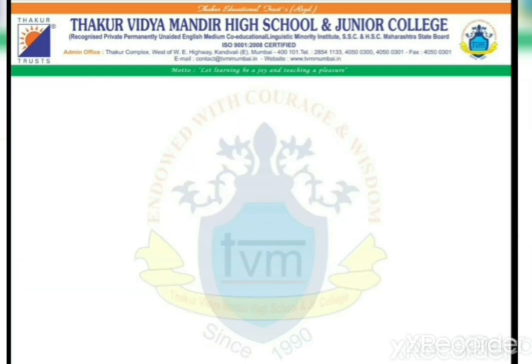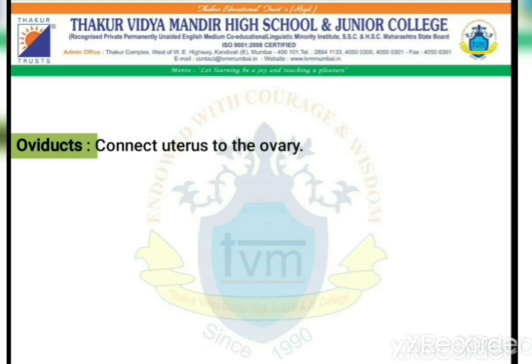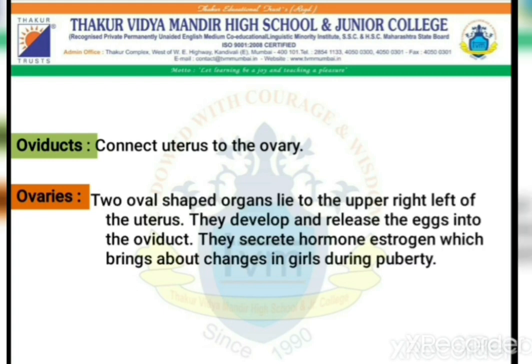The third part is called the oviduct. The oviduct plays the same function as the vas deferens does. It is connecting the uterus to the ovary. The bag which we have discussed earlier is connected with the help of the oviduct to the ovary. And the ovary does the same function as the testis does. Yes, the ovary releases the egg into the oviduct.